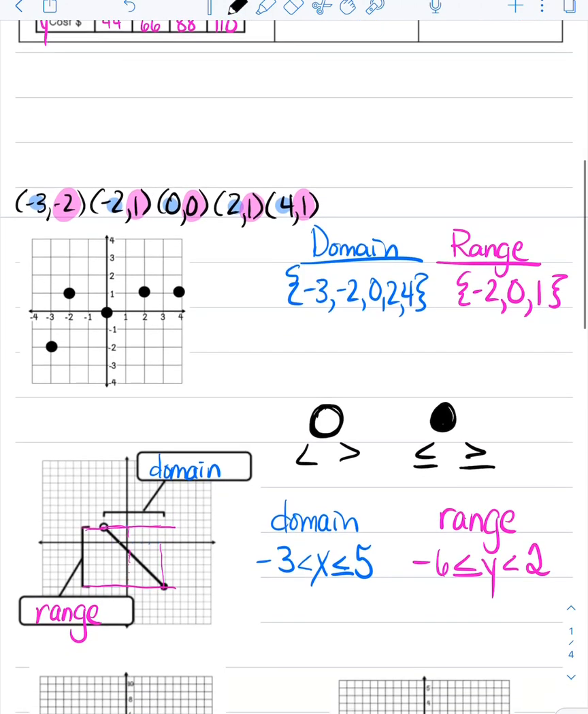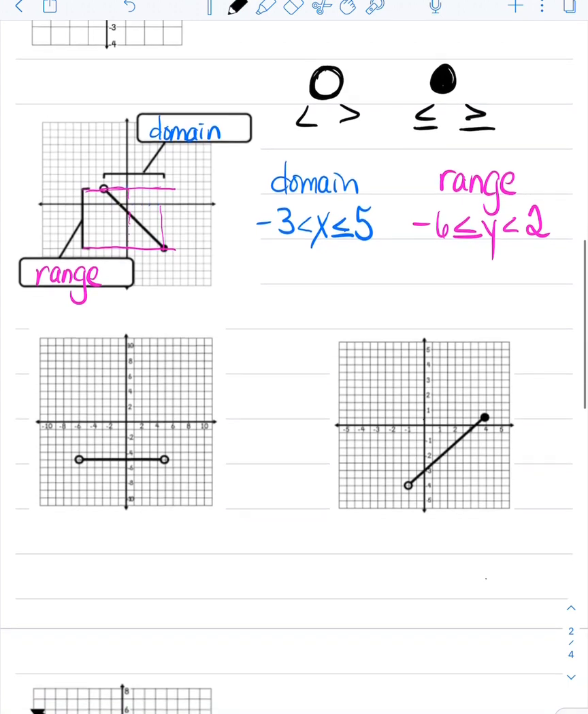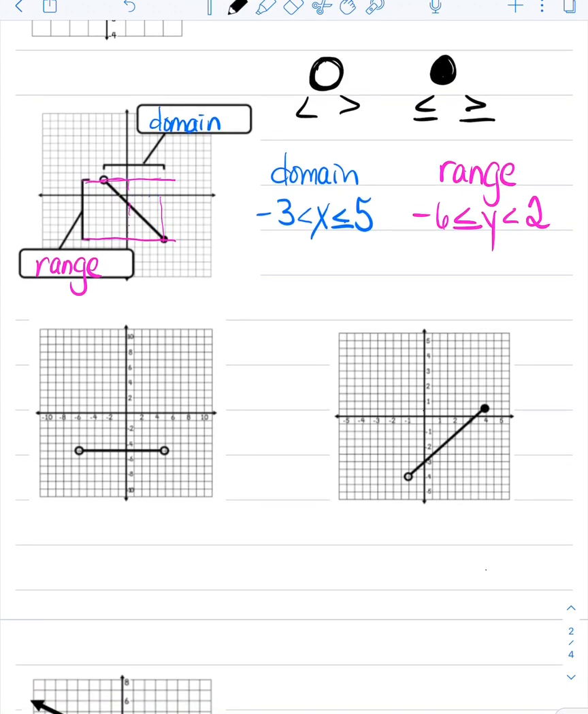So let's practice finding the domain and the range of a couple more continuous graphs. So let's look at the first one. I'm going to go ahead and write domain, range.